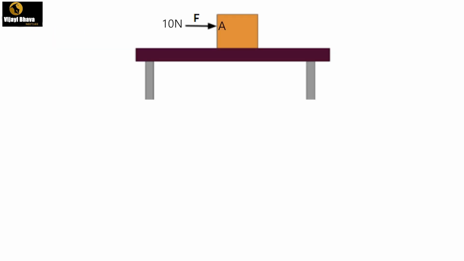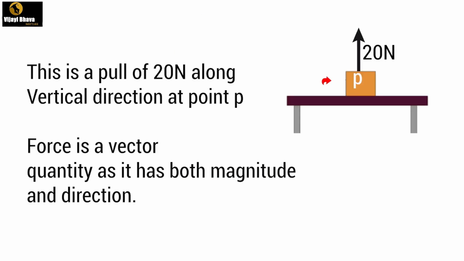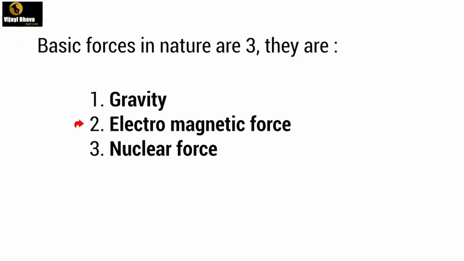Let us learn about all the four components of the force with an example. This is a push of 10 Newton along horizontal direction at point A. Let us see another example. This is a pull of 20 Newton along vertical direction at point P. Force is a vector quantity as it has both magnitude and direction. The basic forces in nature are three, and they are gravity, electromagnetic force, and nuclear force.